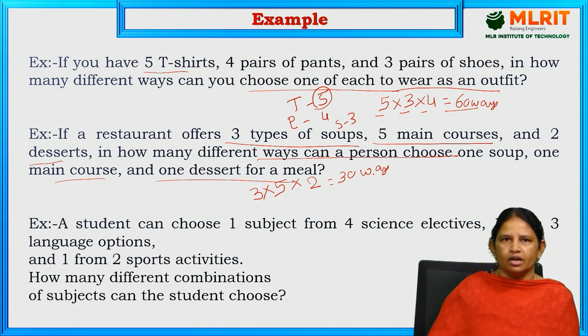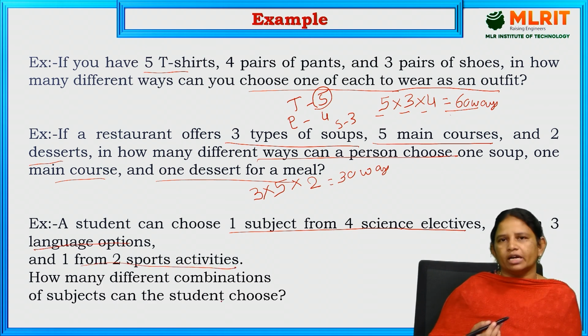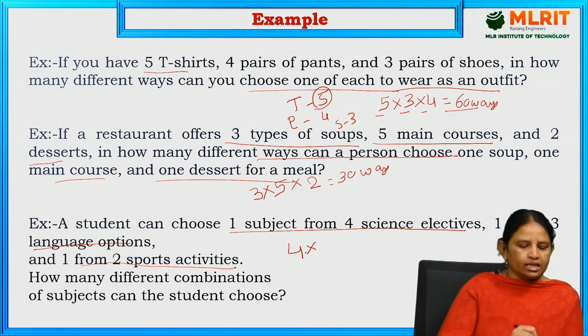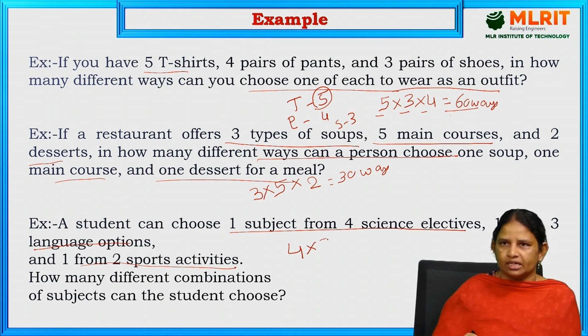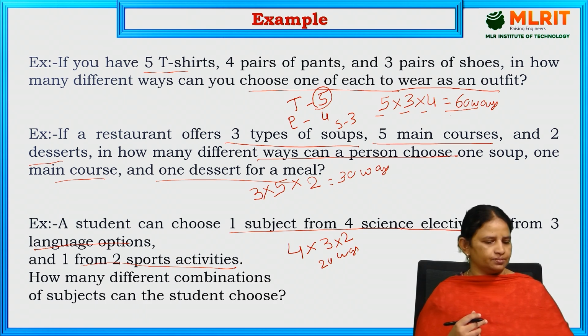Next, a student can choose 1 subject from 4 science electives, 1 from 3 language options, and 1 from 2 sports activities. How many different combinations? 4 science electives are selected in 4 ways, and 3 language options can be selected in 3 ways, and 2 sports, that means 4 into 3 into 2. So that is 12, then 24 ways we can choose the options. There are 24 ways we can choose the options.